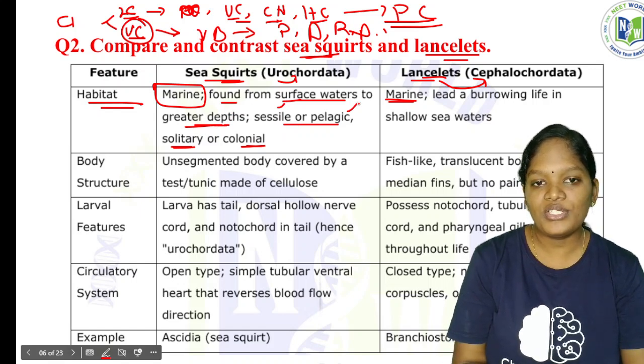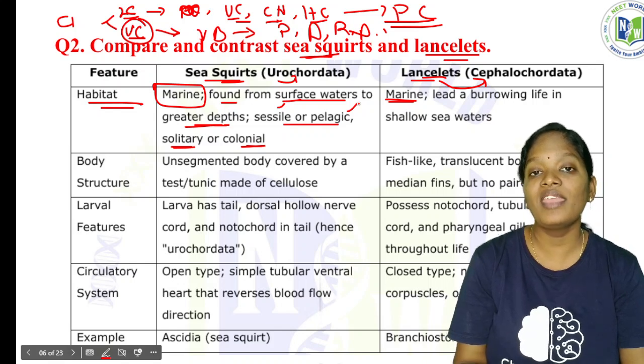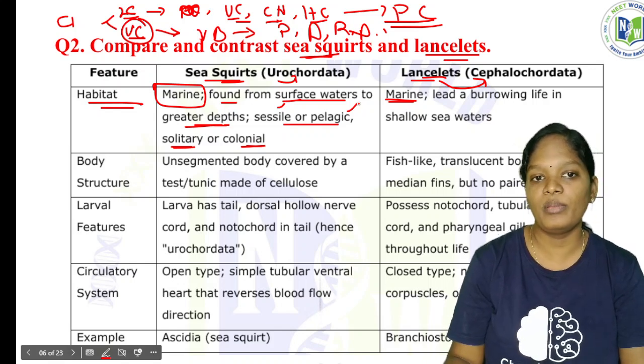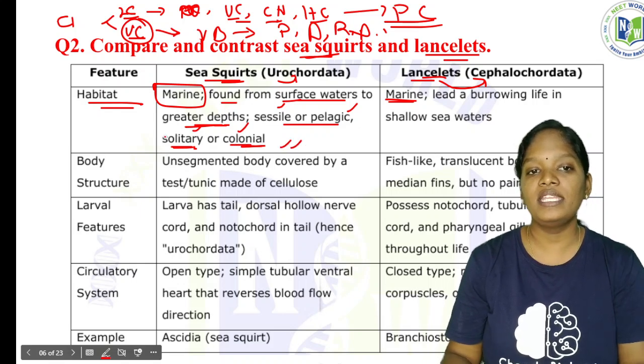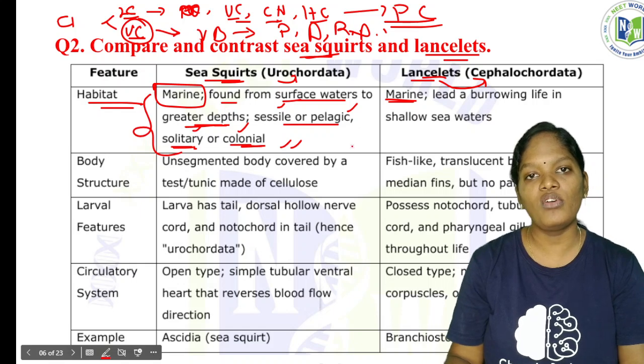It can be attached to it. It will be sedentary, which means it can't move. Some cannot move, some can move. So that is what is sessile or pelagic. And solitary or colonial. Solitary means individual. Colonial means a group of individuals. So it can live in either of all these forms.